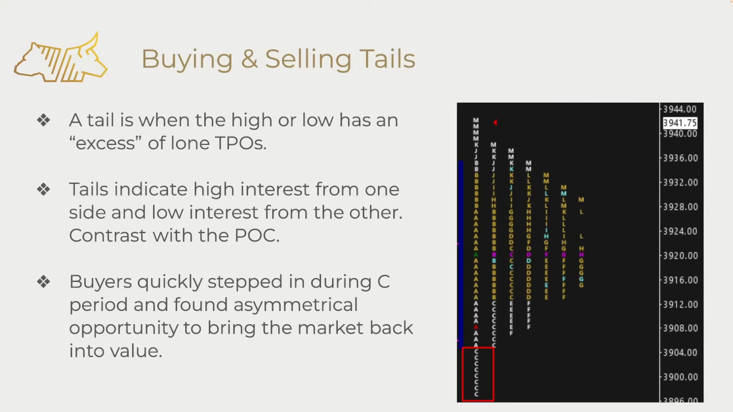So if we look at the example profile, you can see that buyers stepped in very quickly during C period when prices fell out of value and were very eager to quickly scoop up any of that inventory, which you can sort of think of as inventory available at a discount for them. So they were eager to quickly buy all of this inventory. Sellers weren't really that interested in aggressively selling these lower prices, and the market transitioned nicely back into value.